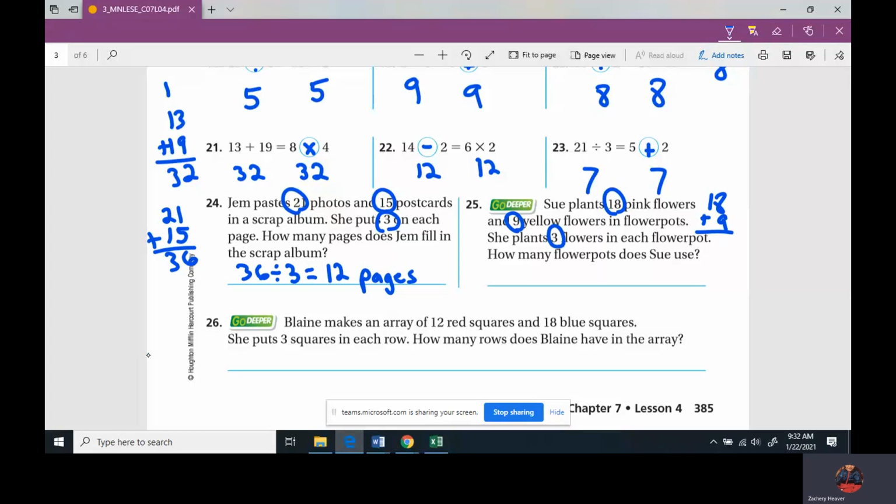Mason, 9 plus 8 is? What'd you say? Oh, it's Jackson. 7, carry the 1. 1 plus 1. So we have 27 total. And she puts 3 in each flower pot. 9. 9 flower pots.